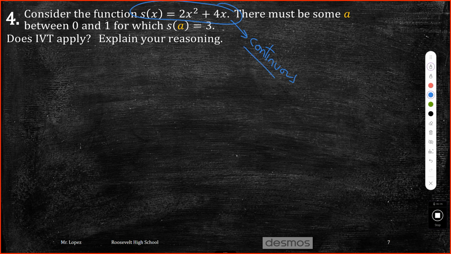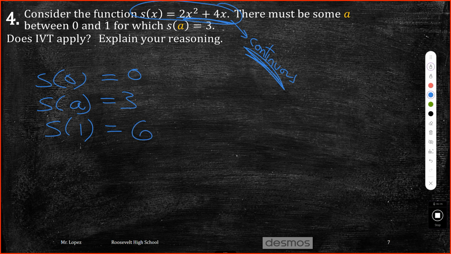And so now all we got to do is find s of 0. And we're saying that for some a, it is equal to 3. And then we want to test s of 1. So s of 0 is 0, if you plug it in. And s of 1 is 6. So is 3 between 0 and 6? Yes, it is, because it is a continuous function. The intermediate value theorem applies, and there must be some a between 0 and 1 for which s of a is 3.